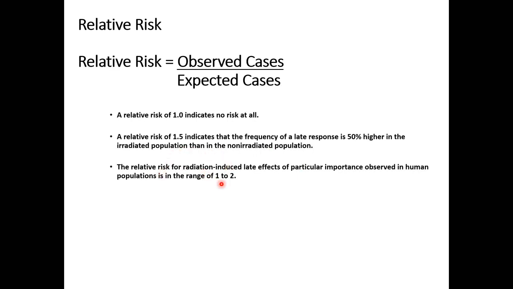And then the relative risk for radiation-induced late effects of particular importance in humans is in the range between 1 and 2. So really anything when we get irradiated, we're looking at the relative risk in the 1 to 2 range. And then I don't know if you remember, I had mentioned that the childhood leukemia is that 1.5 if they've been irradiated in utero. So that's a number you'll need to know.